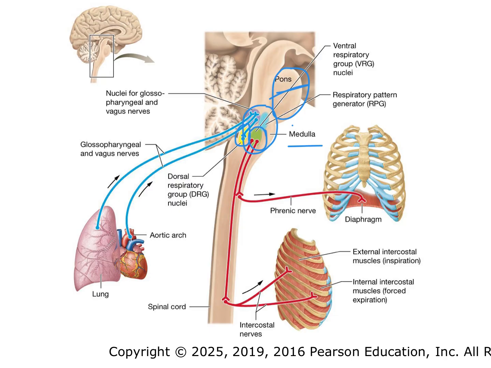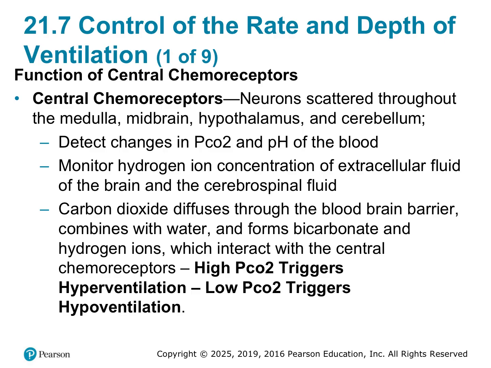The dorsal respiratory group is getting signals that are coming in from around the lungs, from the aortic arch. So signals are coming in, and then that dorsal group is going to be integrating stretch receptors and the chemoreceptors. And then the ventral respiratory group is going to be sending signals out to our inspiratory muscles for our rhythmical breathing.